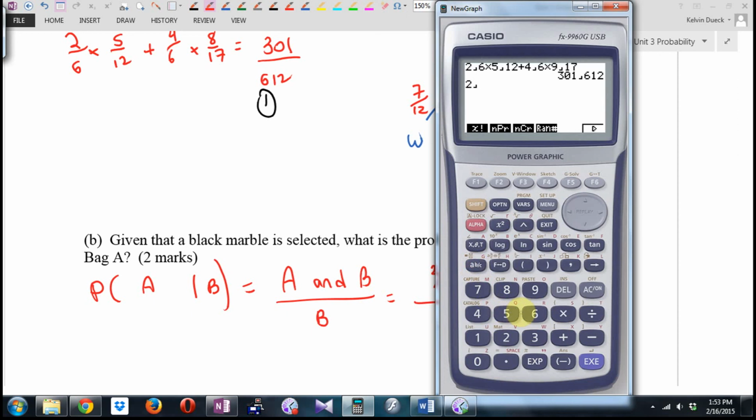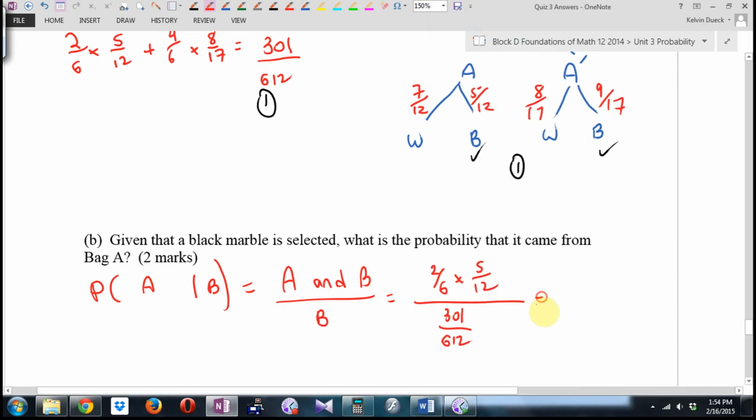Two fractions, you know what, let's be careful. Bracket 2 fraction 6 times 5 fraction 12 divided by, answer button. 85 out of 301? Mm-hmm. Eesh, these are yucky numbers, but okay.